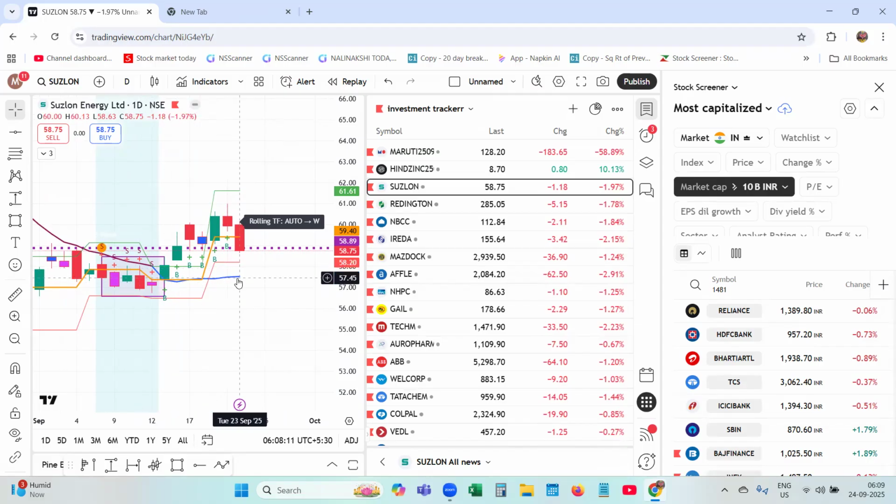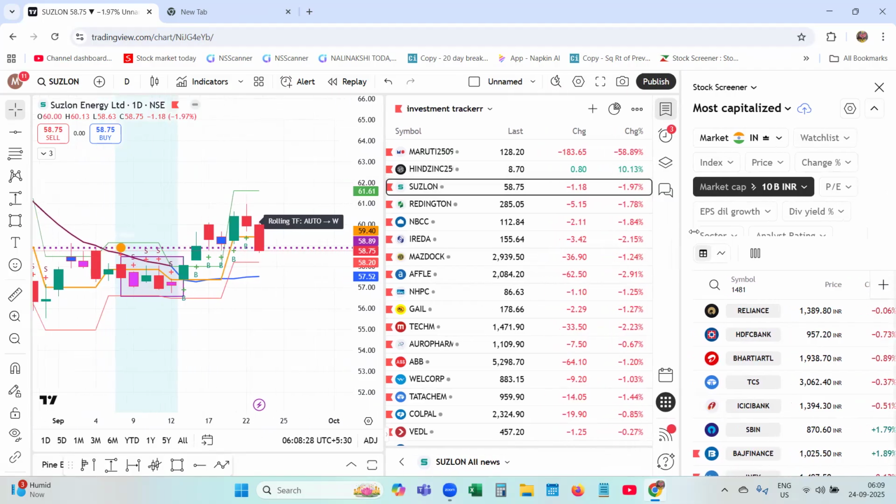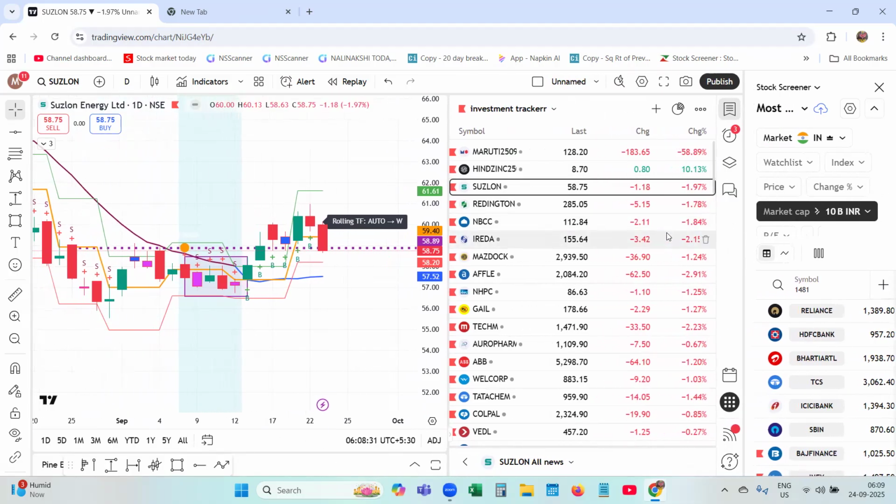Gann HiLo has turned blue, and after the huge consolidation, after the pop-up, now it is retesting. Like this, you can make decisions. Friends, this is an easy way. You should know how to utilize TradingView. This platform is very good.